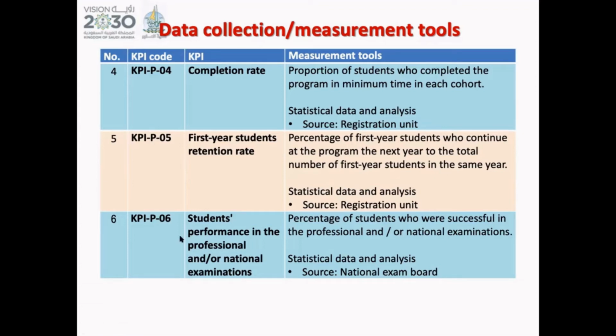KPI number 6 is about the student performance in the professional and or national examination. For your information, starting last year we have the number of our students who attended the national examination, and we got data here: the percentage of students who were successful in this exam. I can show you the result later. But it is still very low, around 25% only for male, and female is even lower. This is also statistical data, of course from the national exam board.